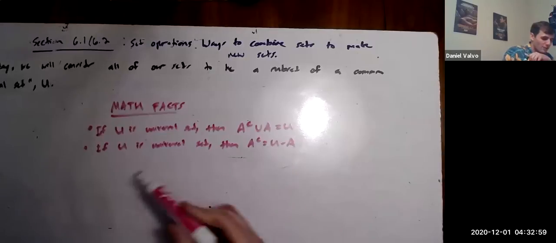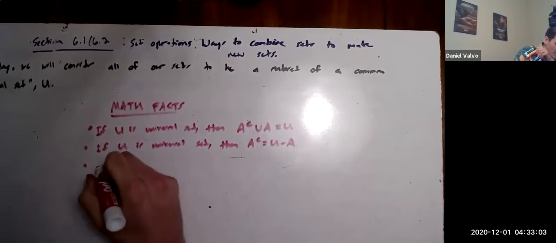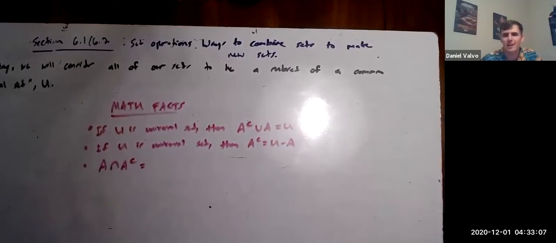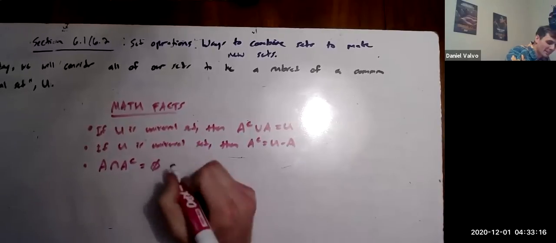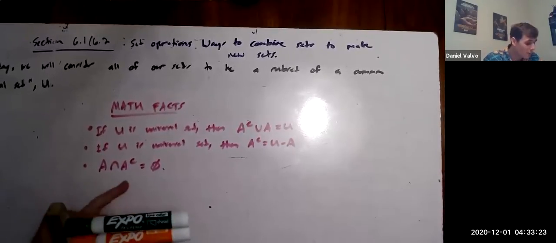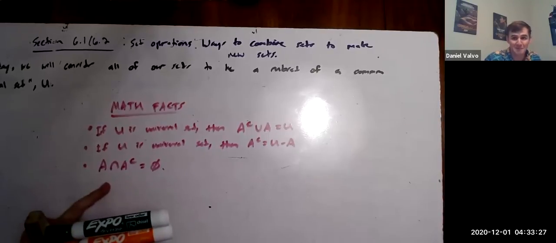So yeah, this fact. We also have the fact that this is an interesting one. A intersect A complement. What's that going to be, you think? Yeah, empty set. A intersect A complement is null. It is the empty set because A complement is defined to be just everything that's not in A. So by definition, they can share no elements.